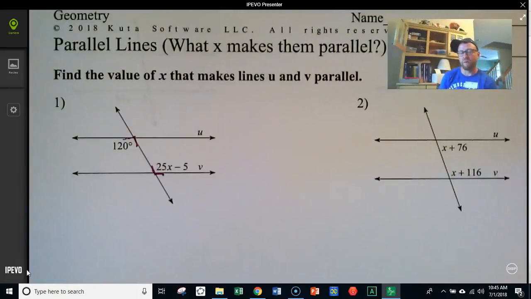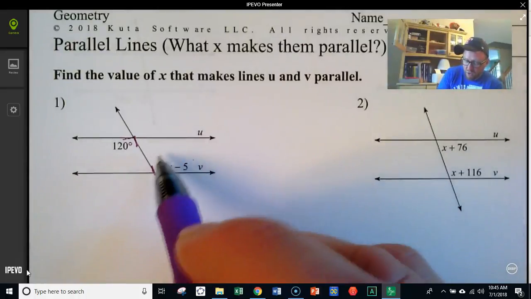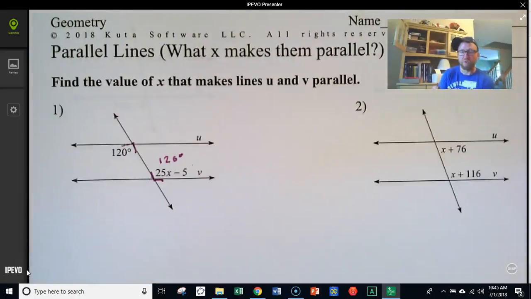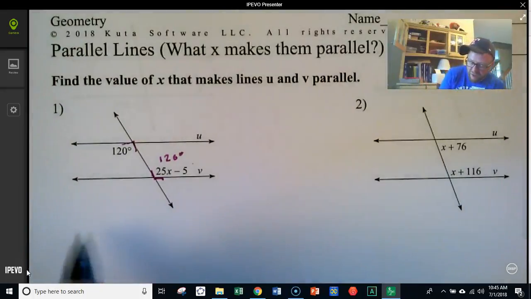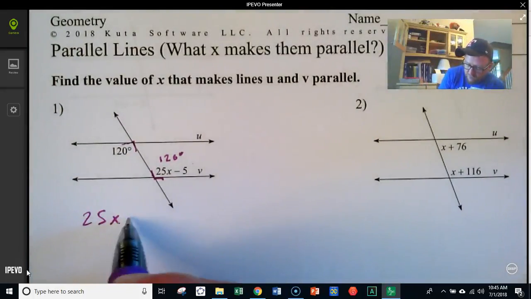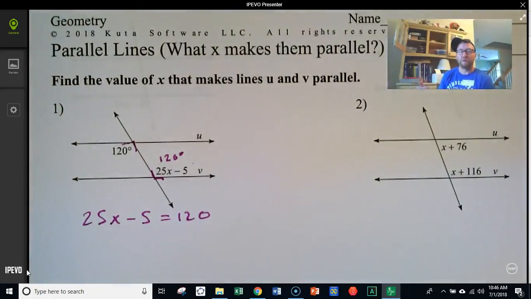And we know if alternate interior angles are congruent, then we would know that the lines are parallel. So that means that if 25x minus 5 were equal to 120 degrees, then the lines would be parallel. So we just set up an equation that says that 25x minus 5 equals 120. We'll solve that equation for x.